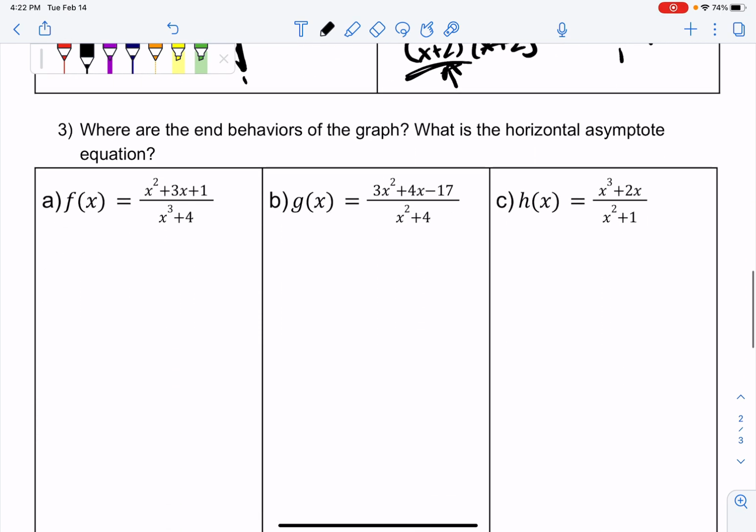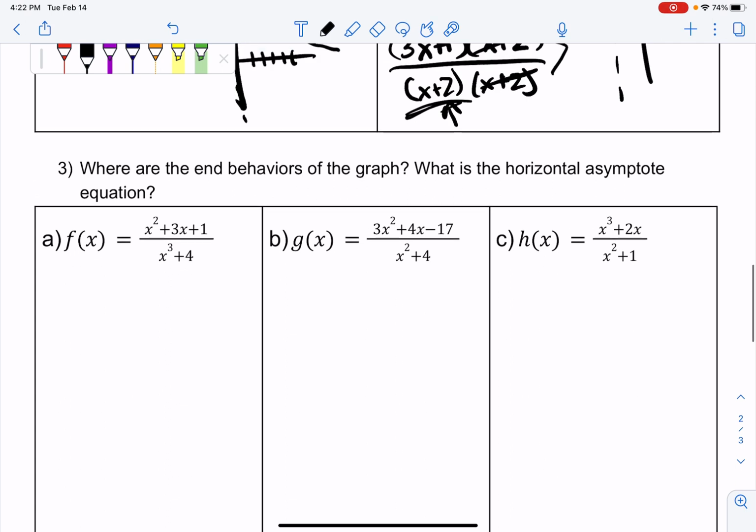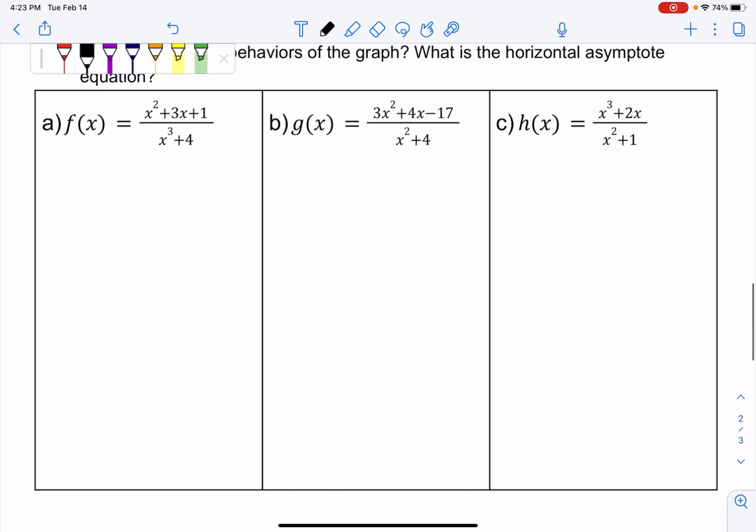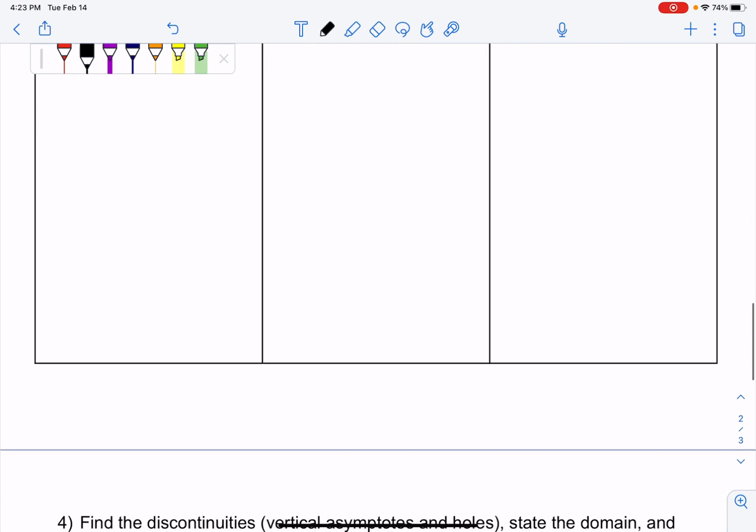All right. End behavior is going to be based on the horizontal asymptotes, and horizontal asymptotes come from BOBO BOTN EATS DC. So let's really quickly review that down here. BOBO stands for bigger on bottom.